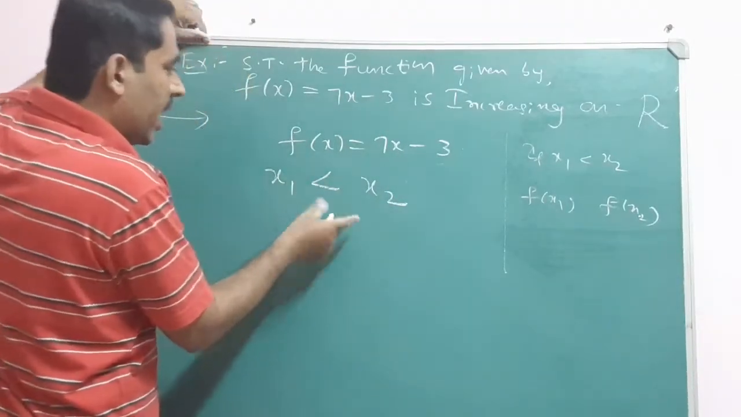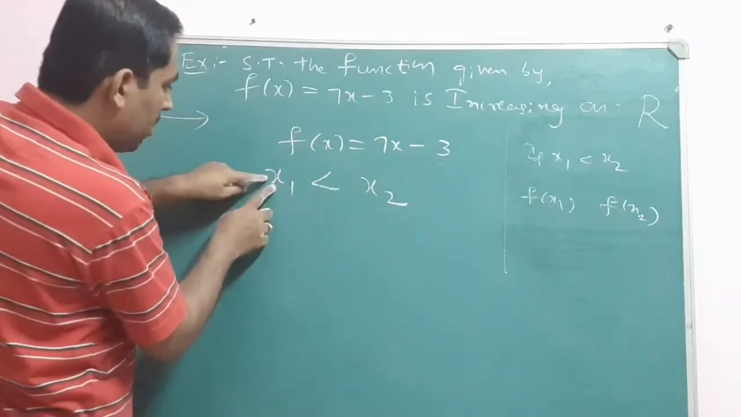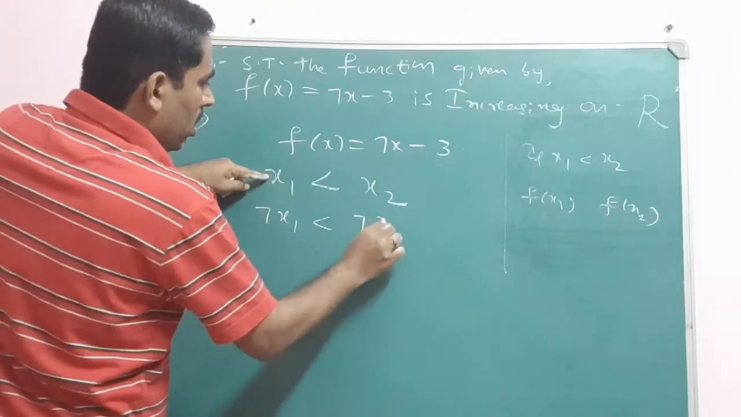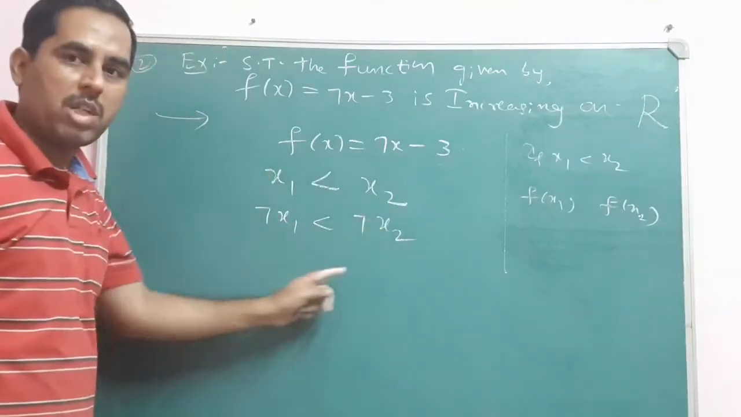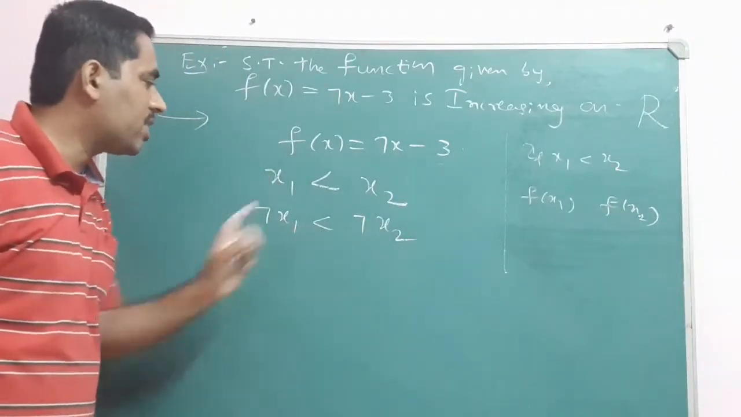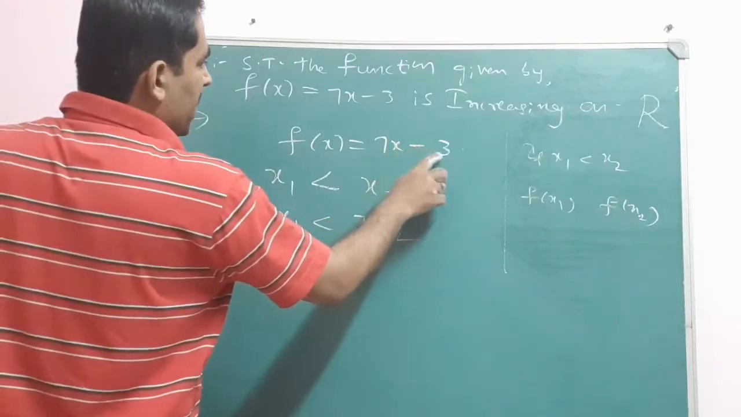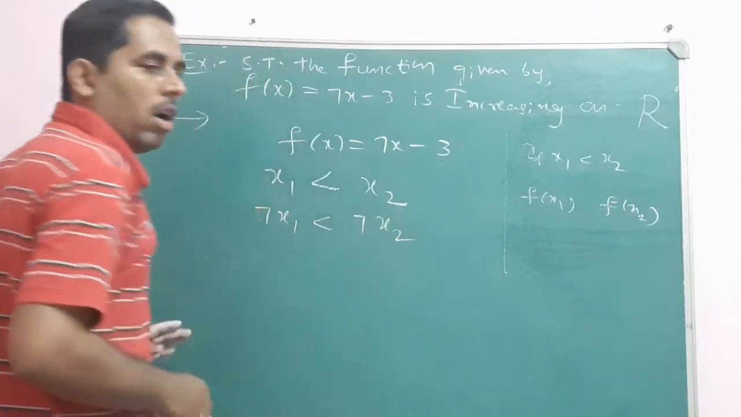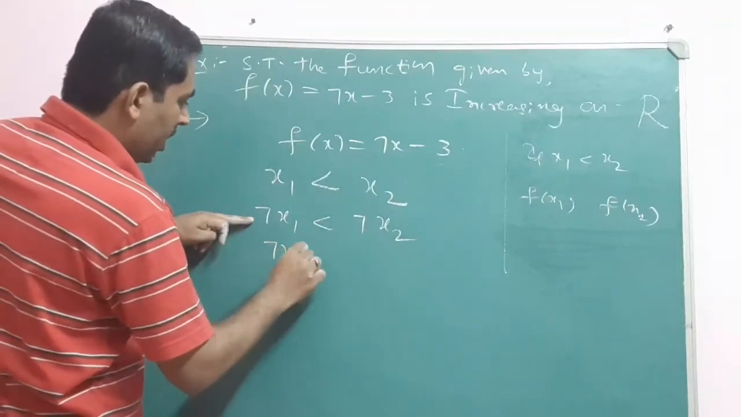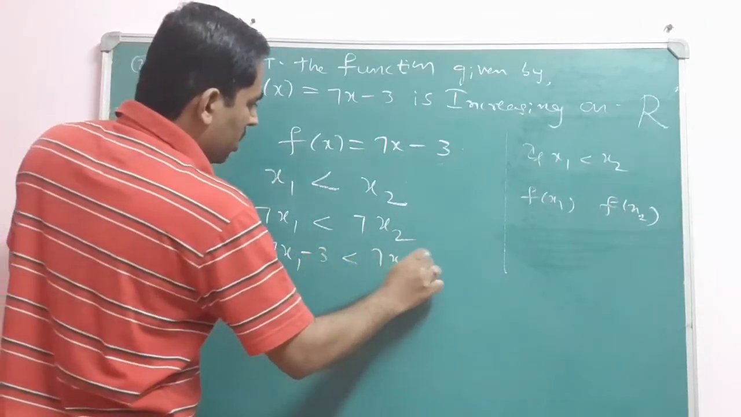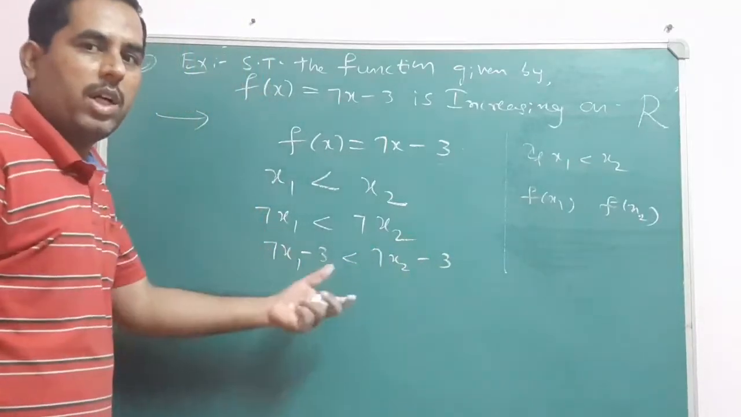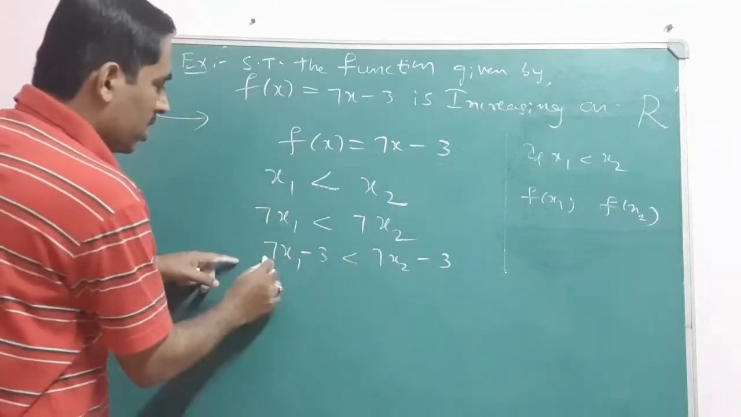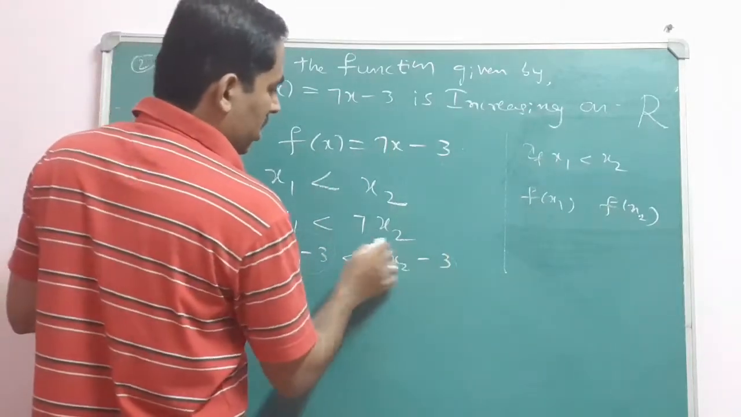If an inequality is there, I can multiply both sides by the same quantity. So multiply both sides by 7, because I want 7x here. So 7x1 is less than 7x2. Then there is minus 3, so I can subtract 3 on both sides. So I get 7x1 minus 3 less than 7x2 minus 3. We can subtract the same quantity on both sides of an inequality. See, this is 7x1 minus 3 on the left-hand side and 7x2 minus 3 on the right.